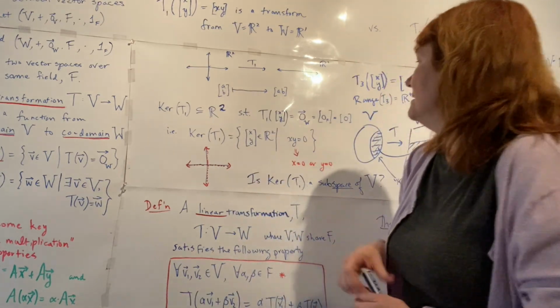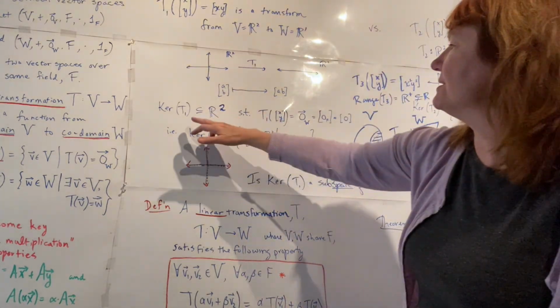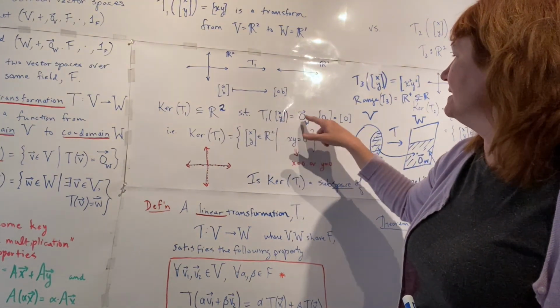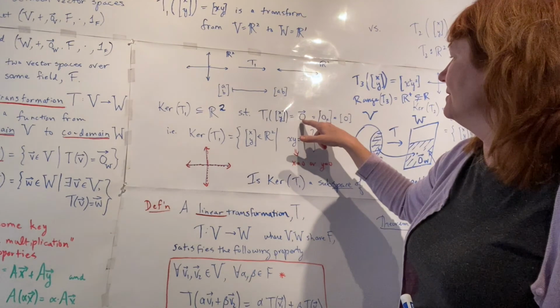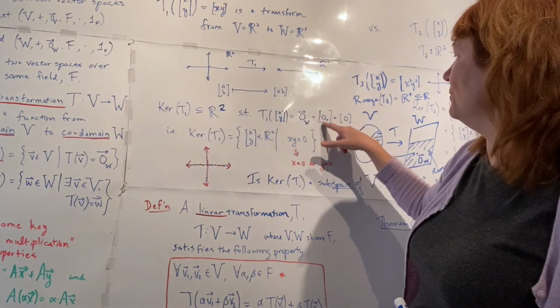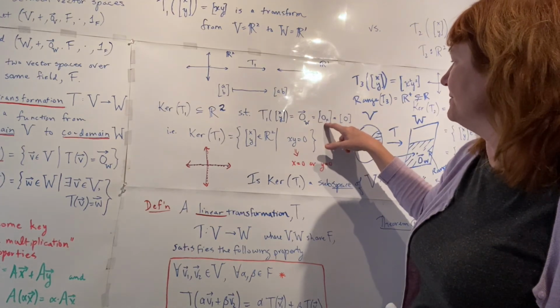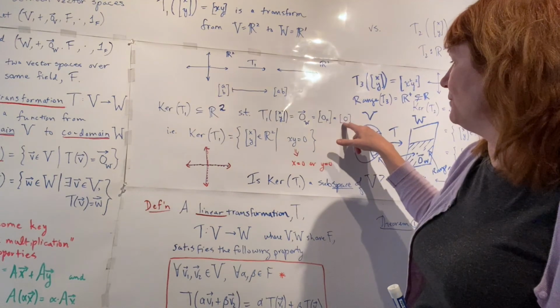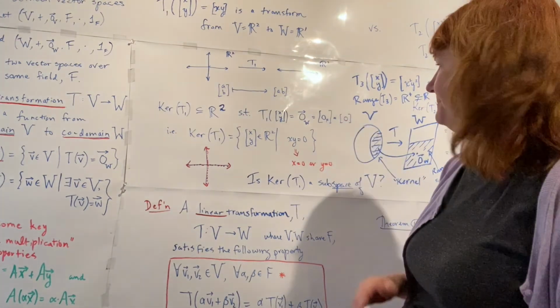Such that T1, what is the kernel? It's the set of all of those vectors such that T1 of a vector gives you the zero vector in W. What does the zero vector in there look like? Well, it looks like a 1 by 1 matrix with the zero from the field in it. In other words, the real number 0. So, a 1 by 1 matrix with 0 in it.